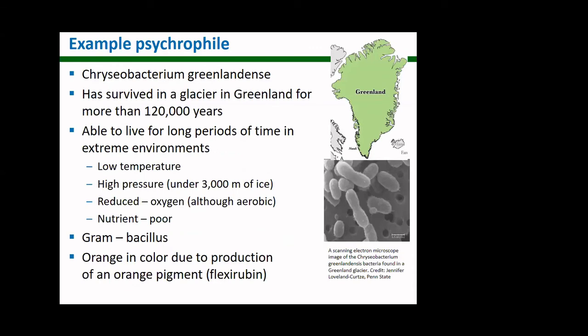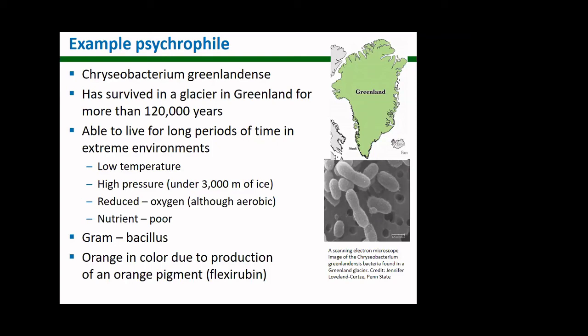Here's an example psychrophile that lives in very cold temperatures. It's Chryseobacterium greenlandensis, named for its being discovered in Greenland. It was found deep inside a glacier. It's hypothesized that it's lived in this glacier for more than 120,000 years.